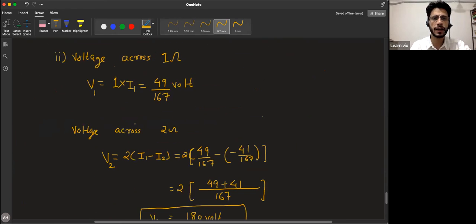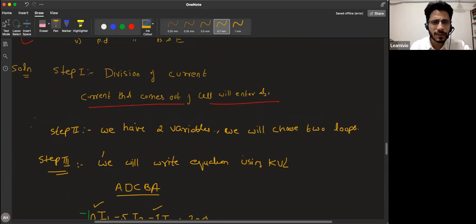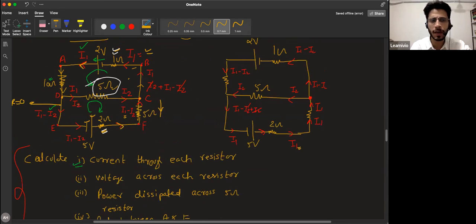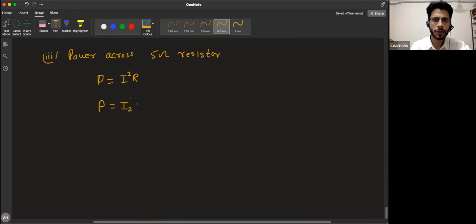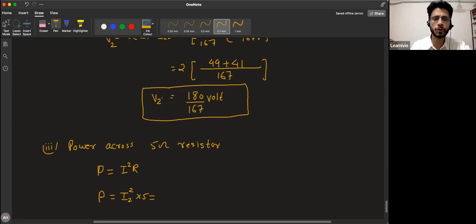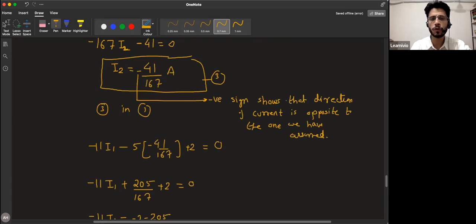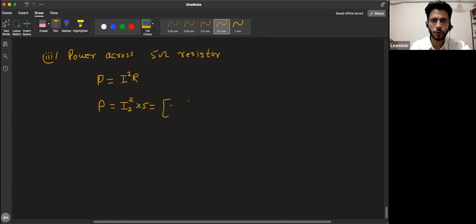So how much is I? What current is passing through this 5 ohm resistor? I2 is passing through this. So this is I2 squared into this 5 ohm. And how much is I2? I2 is this minus 41 by 167. So it's minus 41 by 167 squared multiplied by 5 watt. Clear? Is it clear, everyone? Hishma, yes. Miraj, Nabil Khan, is it clear? This power dissipated? Yes, sir.